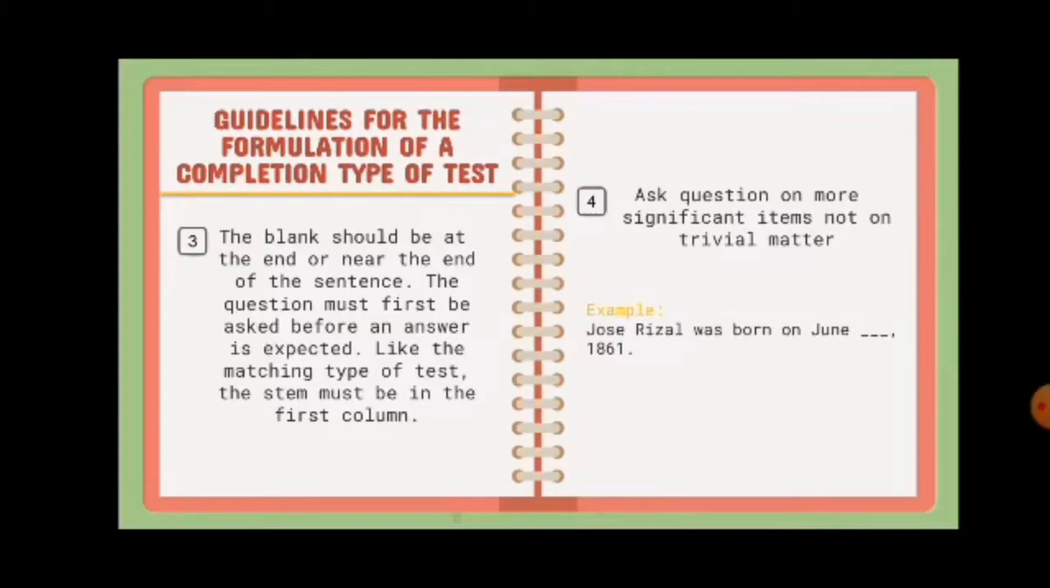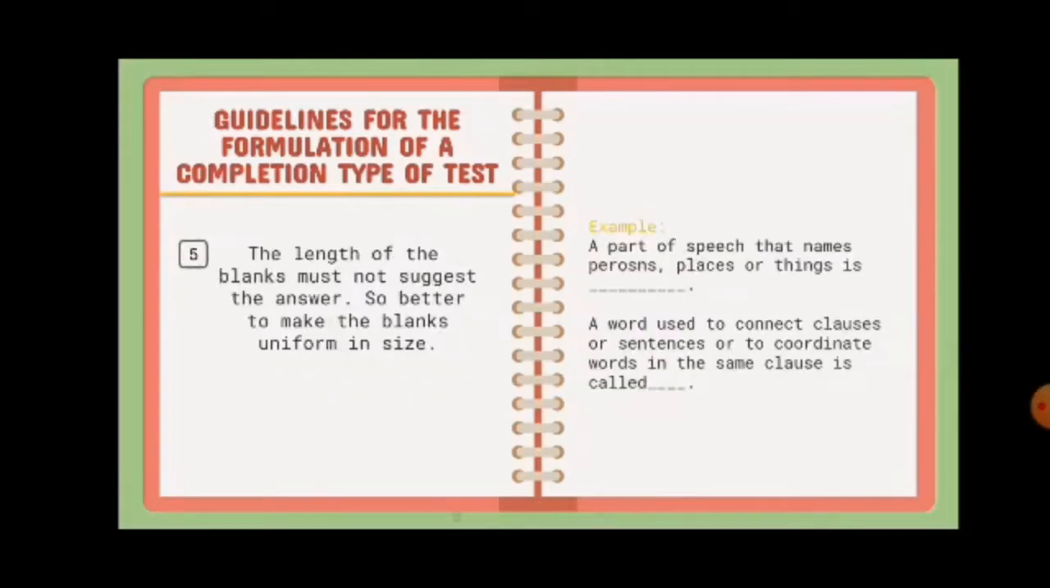Number 4. Ask questions on more significant items, not trivial matters. Example: Jose Rizal was born on June blank, 1861. So it means in this number 4, we should ask more significant items, but not on trivial matters because it might be hard to define.